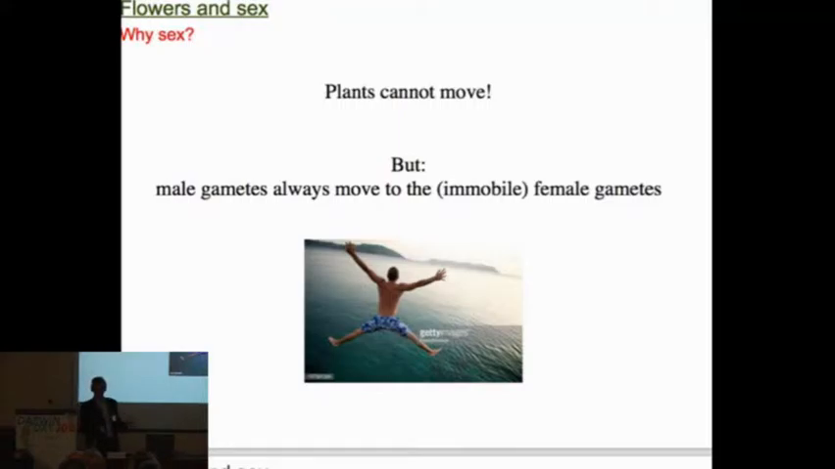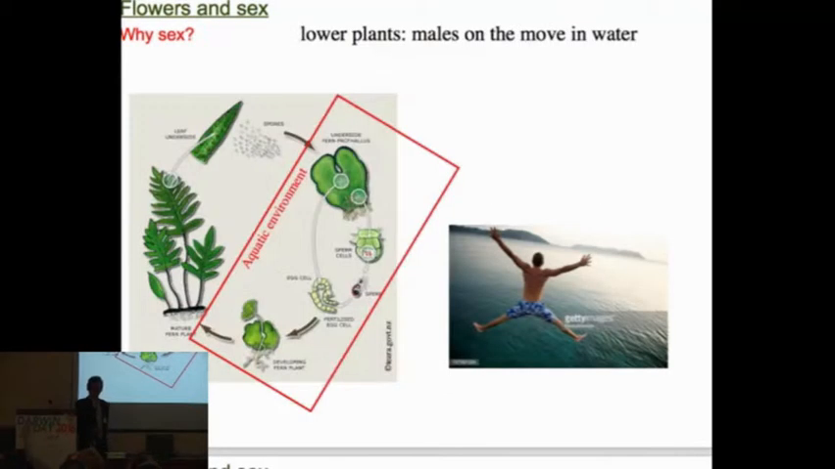The thing is that all living organisms have male gametes that have to move, have to swim to the female gametes that just stay there. The egg cells just stay there. They wait for the males to come. So the males have to swim to the females. And we've seen that the lower plants have a bit of a problem because they need a humid, watery environment for the males to swim to the females.